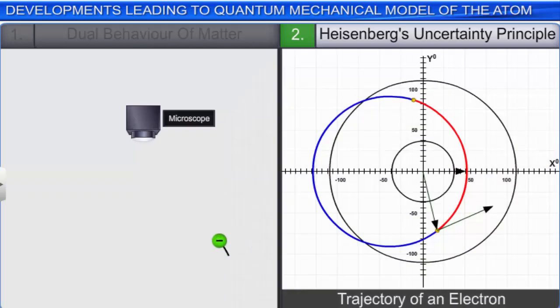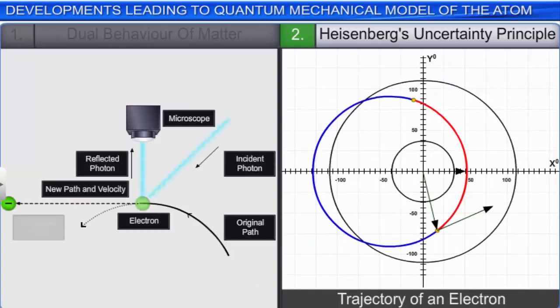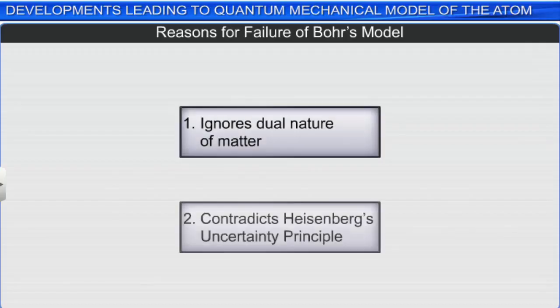As it is impossible to determine simultaneously and accurately the position and velocity for an electron at any given instant, it is not possible to talk about the trajectory of an electron. Thus, Bohr's model not only ignores dual nature of matter, but also contradicts the Heisenberg's uncertainty principle.